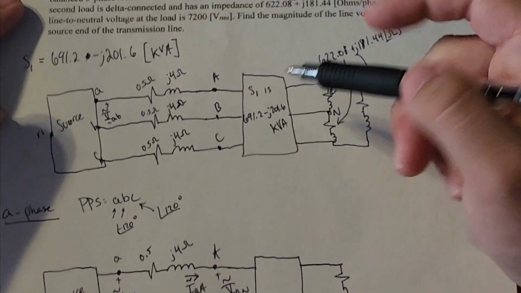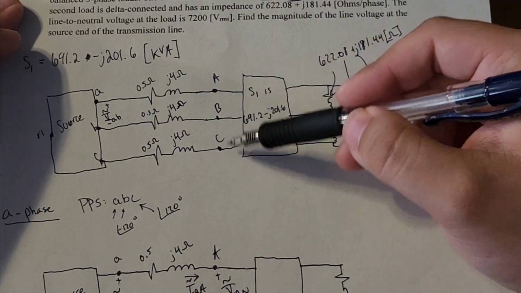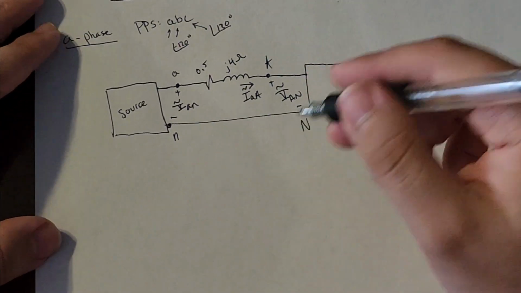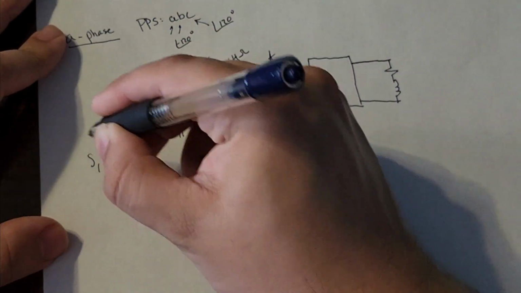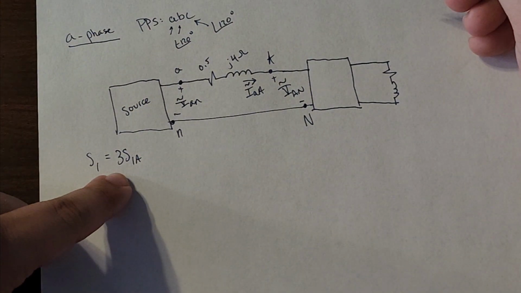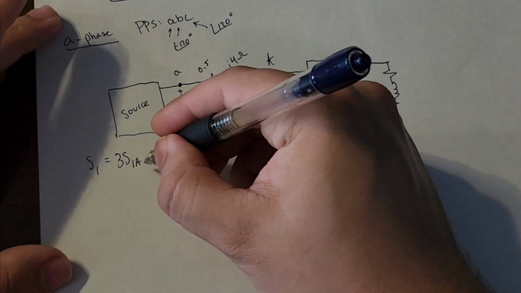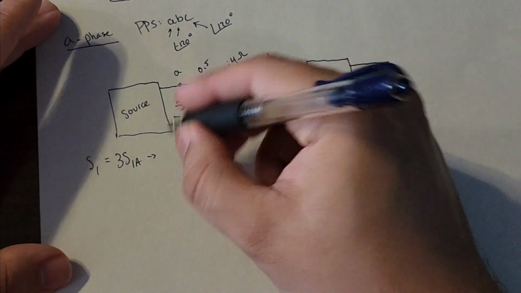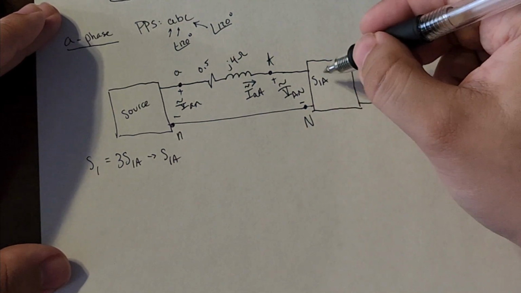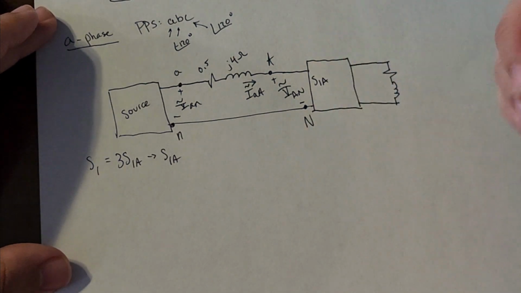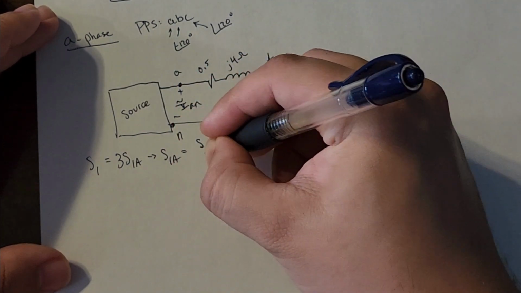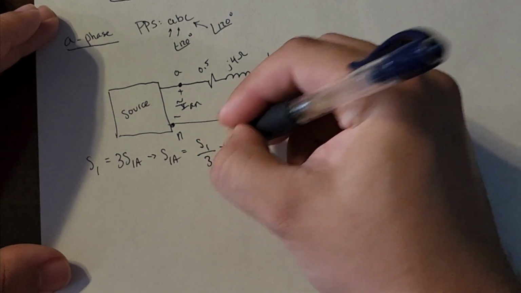Well, it won't be, because whenever we're dealing with this big S1, we're dealing with 3 different lines. When we're dealing with an A phase, we're only dealing with 1. So a very easy way to think about this is S1 is equal to 3 times S1A, the A phase of that first load. So how can we get S1A by itself? We divide by 3. So S1A, which is the complex power absorbed for the A phase for this first load, is equal to the total complex power absorbed by the first load divided by 3.